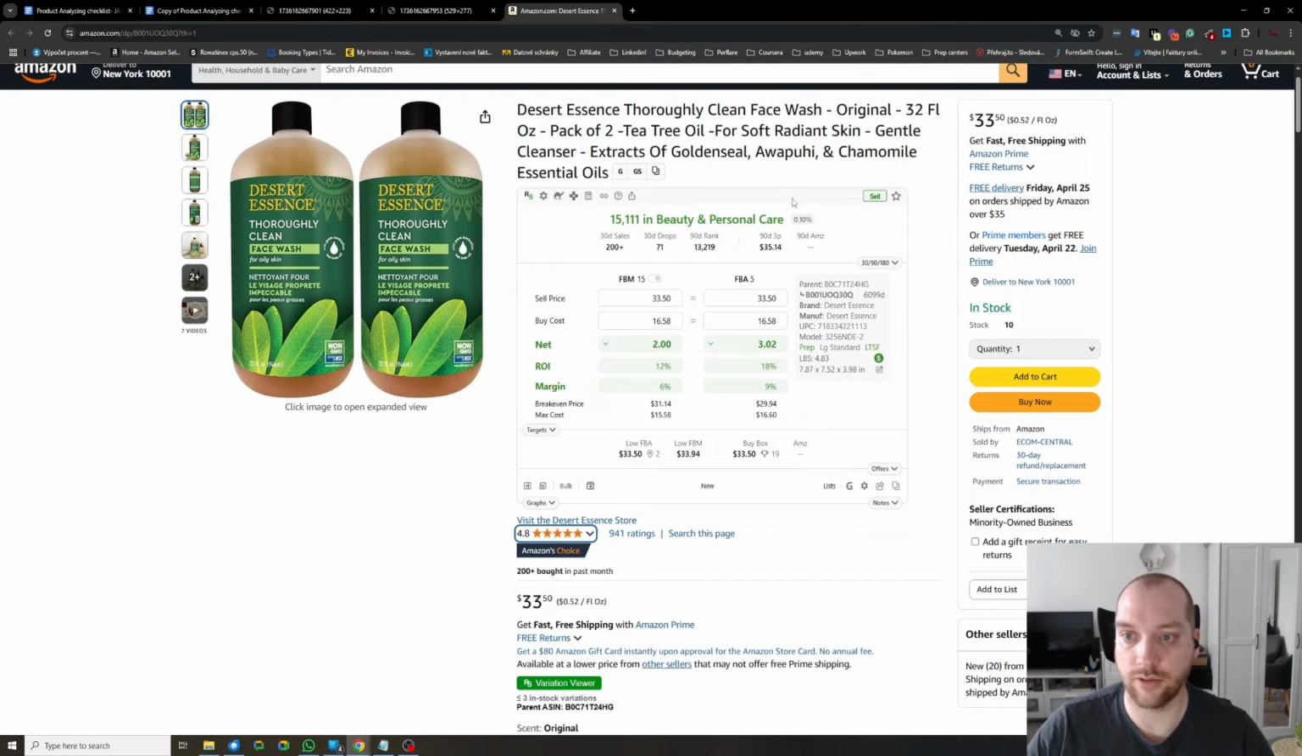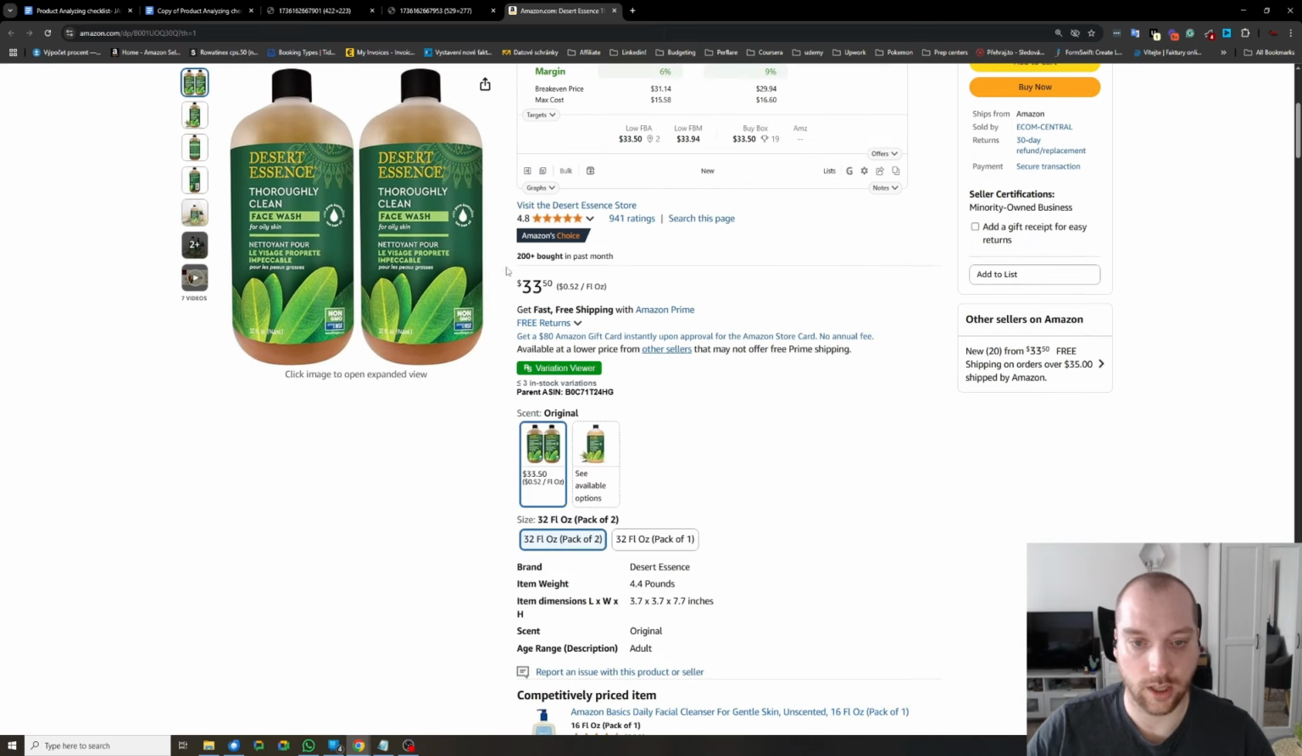In this area in RefSeller, I can see it says sell, no restriction, no alerts like IP complaint, hazmats or anything. So everything looks good so far. Also, it says that this product sells about 200 units a month, which is very good. All right, we can start scrolling. Here again, confirmation of 200 both.